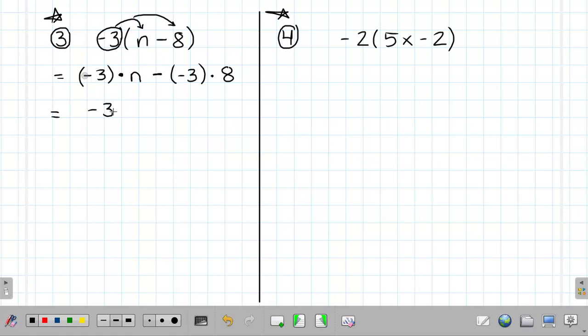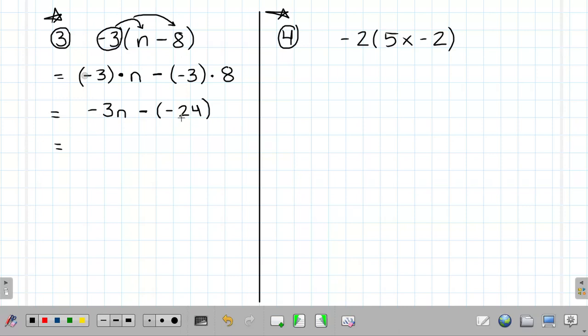We can just write that as negative 3n minus, well, negative 3 times 8. Once again, times tables coming in. Negative times a positive is a negative. 3 times 8, 24. But now we run into a little bit of an issue, and this is what the star is about here. Negative 3n minus negative 24.